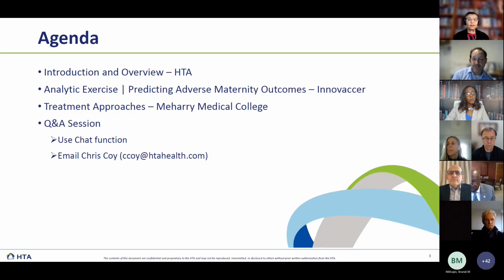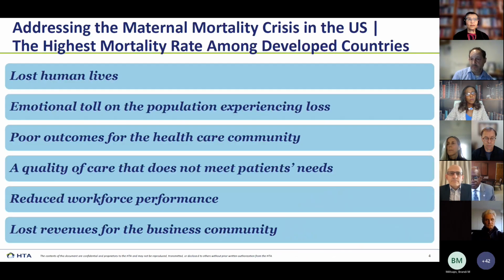To set the stage for the conversation today, we're going to go ahead and talk about maternal outcomes, and let's go ahead and go to the next slide. Thank you. So it's critical that we're all grounded in the facts around the maternal mortality crisis in the US. Unfortunately, and this has been well documented, we have the highest maternal mortality rates among all developed nations. This obviously has both a direct and indirect impact, including at the most catastrophic, the loss of human life, the emotional toll on those experiencing the loss. Obviously, for the community, it results in poor outcomes in healthcare and quality of care that's not meeting our patients' needs, especially during the maternity episodes. From a business perspective, the impact it has on the community is reduced workforce performance and ultimately lost revenue that we have in business. So really critical, important outcomes that are being affected by this.